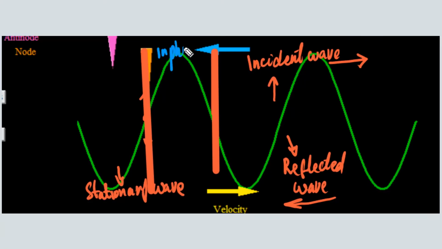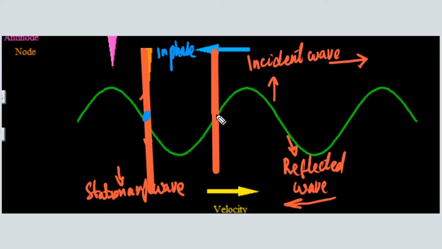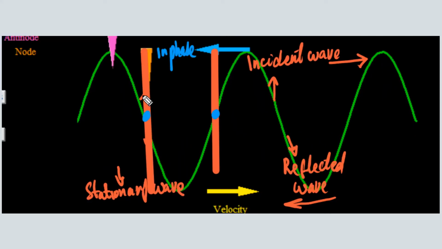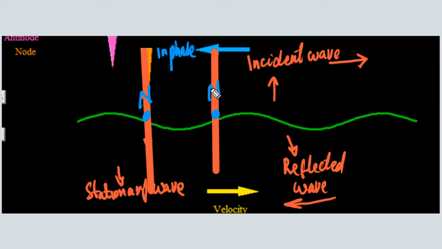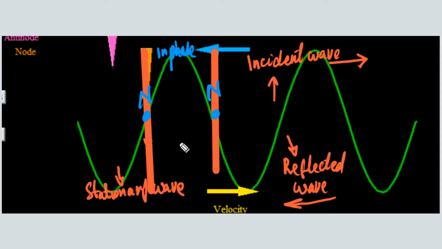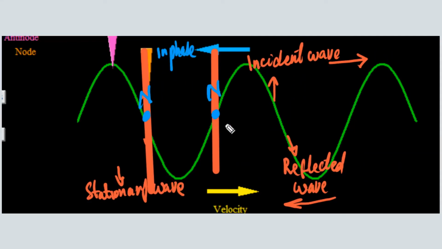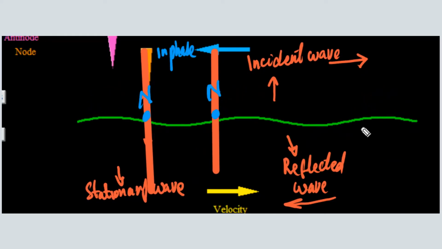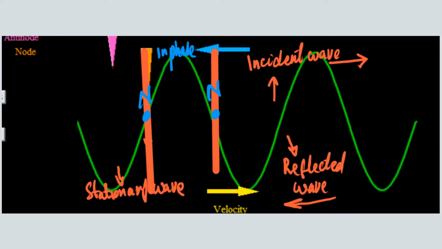So all the particles between two consecutive nodes, meaning between this point and this point, we can also use letter N here. So this is a node and this is a node. All the particles between any two consecutive nodes are in phase. The particles between these two consecutive nodes are in phase. So this is what you need to understand about stationary waves. I hope it is clear to you.